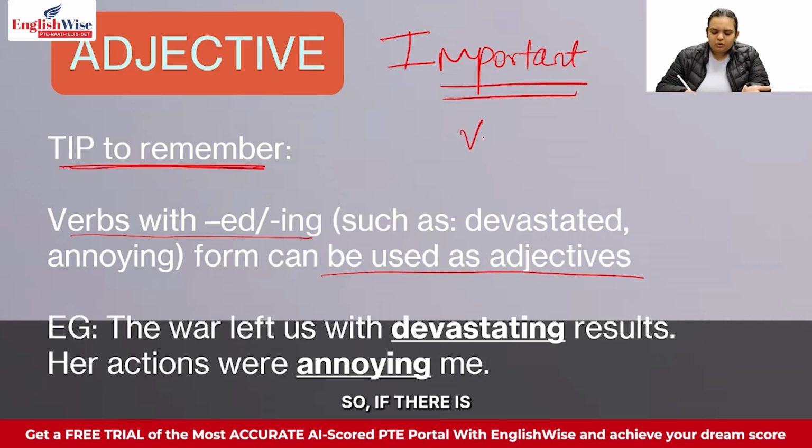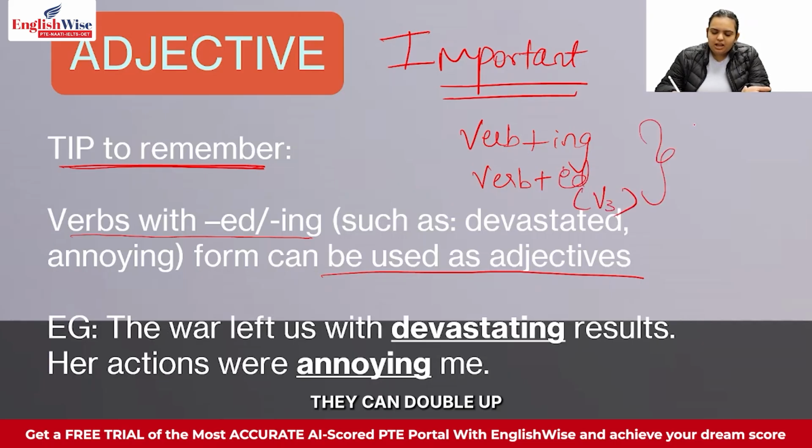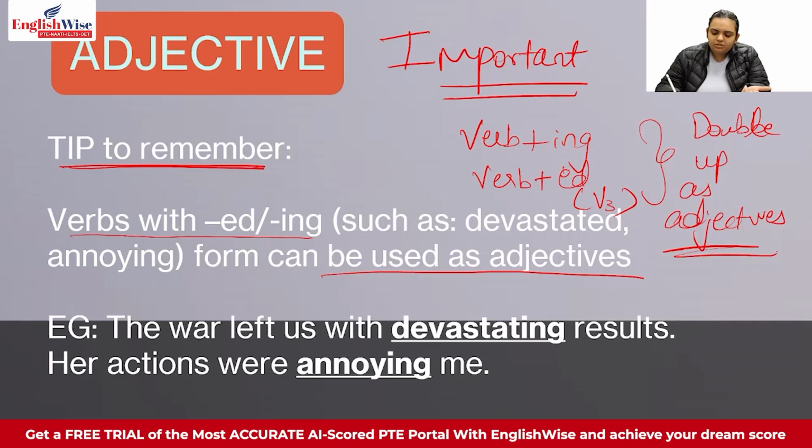So if there is a verb ending with ing, or its V3 form, or I say the ed form or the past participle form, they can double up as adjectives. Guys, please remember this very well. Any verbs that end with ed or ing can double up as adjectives.